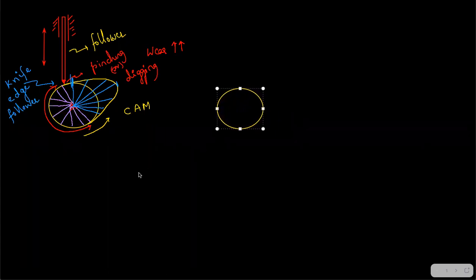This is our cam, and the cam has this type of contour. This is the center of the cam, and then you have the follower. Earlier it was a knife edge, so we came up with a solution for this knife edge problem.